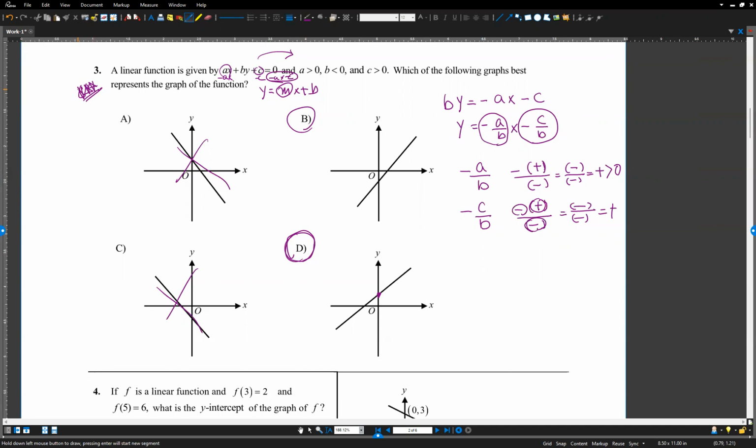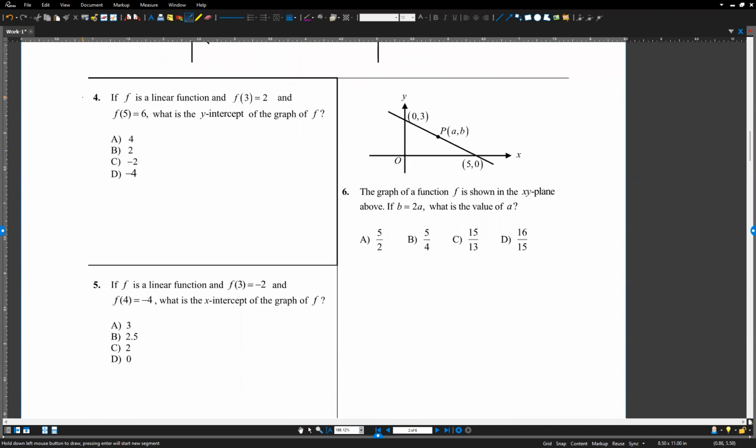It's okay, right? Okay, the next one, number 4. f is a linear function, f of 3 is 2. That is a point: when x is 3, y is 2. When x is 5, y is 6. Using this, we're going to find the y-intercept. How can you find the y-intercept from here? y equals mx plus b, slope and y-intercept. Here, we can see it.